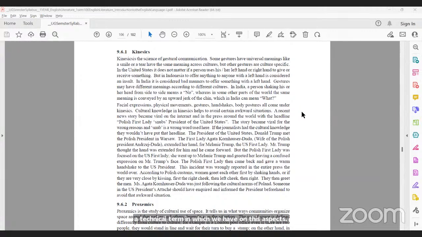Okay. Now, how do these particular things like physical expressions, physical movements, postures, gestures, handshaking, all these affect our cultural communications?